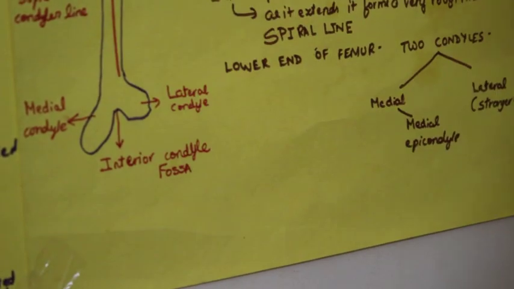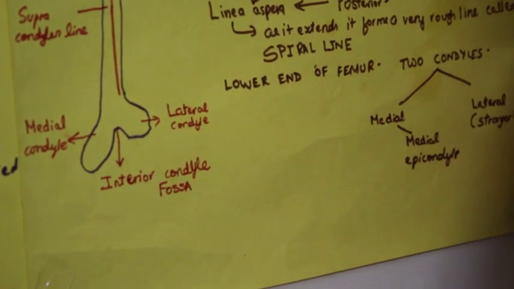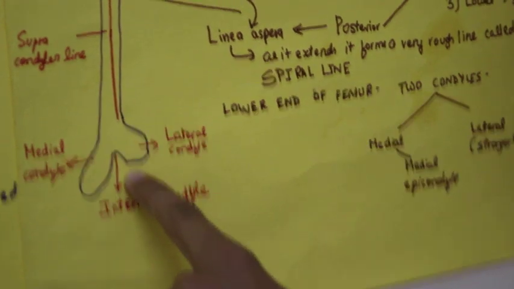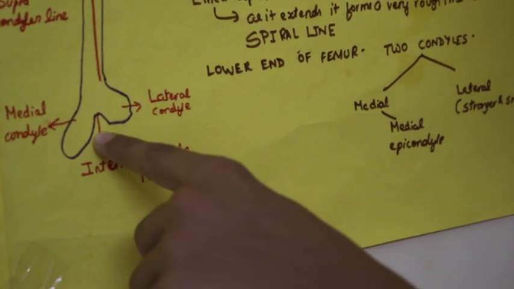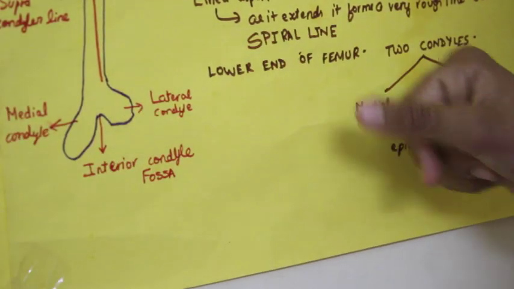Here is the femur. I said that the fossa is in the center of the inferior area between the two condyles. You explained the two condyles, is it? Yeah. So it's right in the center, like this.